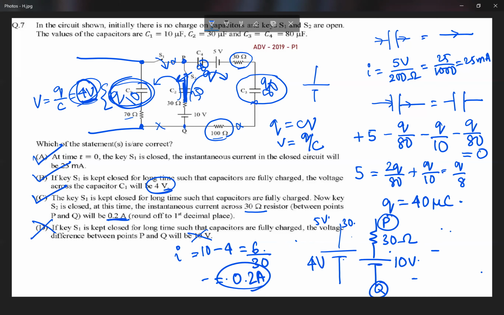This is a question about RC circuits. If you close a switch, initially a capacitor behaves like a wire. After a very long time, the capacitor behaves like an open circuit. So by using that idea, you can solve all 4 of these options. Let's move to the next question.